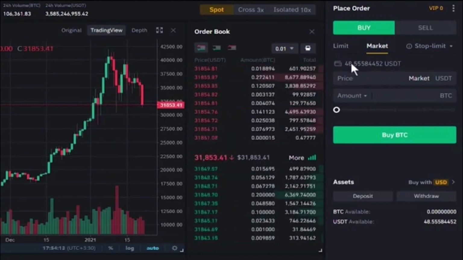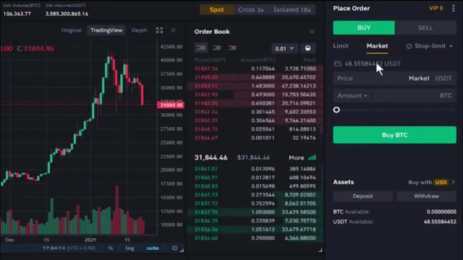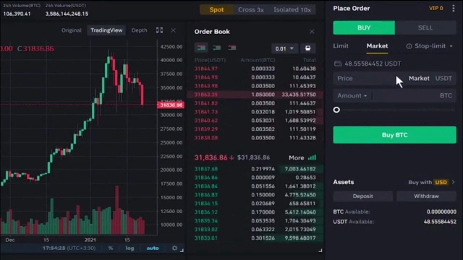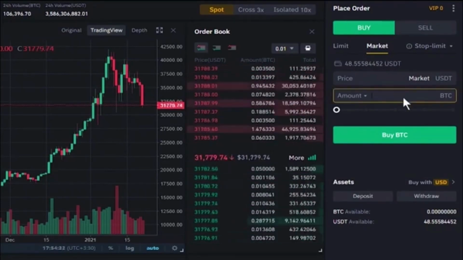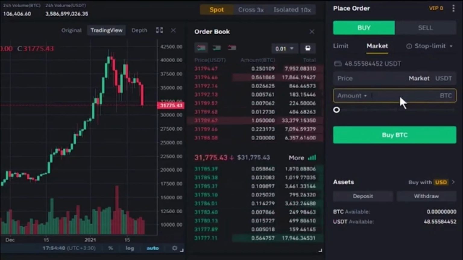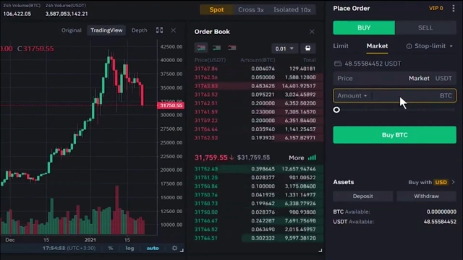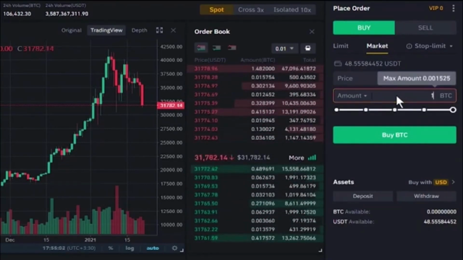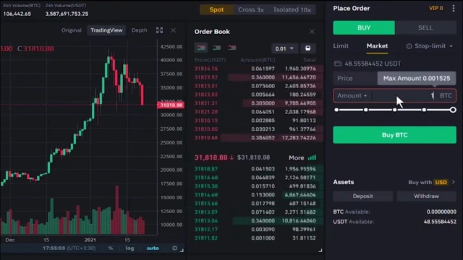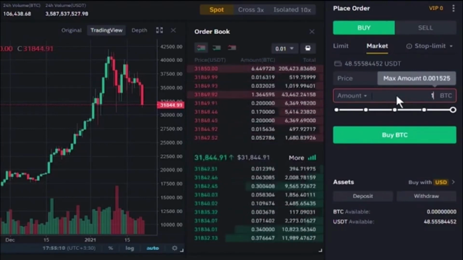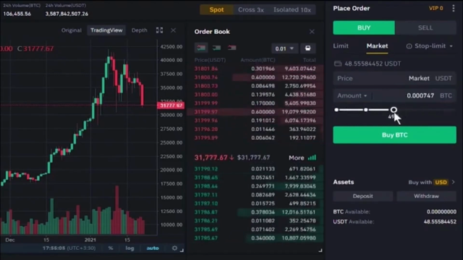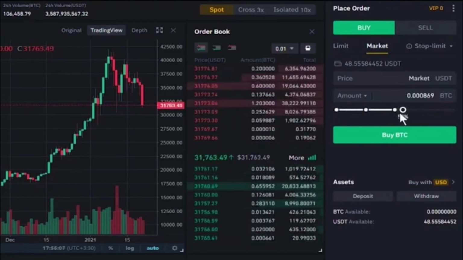Here, as I said, it shows how much Tether is available for us to buy Bitcoin. Here the price is set to market because we are placing a market order. And here in this box, we enter the amount that we want to buy. And actually it's based on your available Tether. And if you enter, for example, 1 Bitcoin, you see that it gives the alert that the maximum amount that we can buy with our available Tether is something like 0.0015.